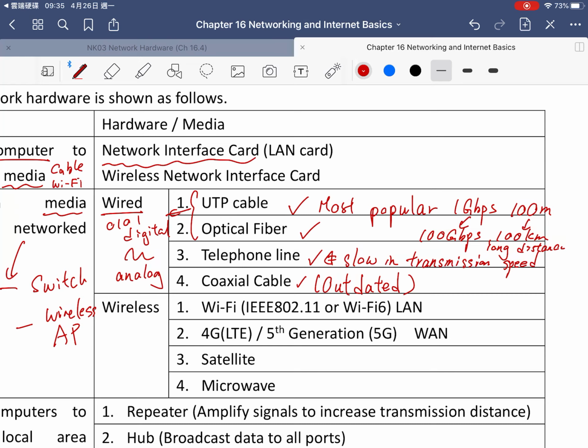And the other type of the transmission media is the wireless signal. The most popular one is the Wi-Fi. The latest is Wi-Fi 6. It is high in speed when it is compared with the mobile data network. The other type of wireless is 4G, 5G, the generation. The transmission distance is longer than Wi-Fi. Then, there is satellite, 人造衛星, and microwave, 微波通訊. These 4 are the most popular wireless transmission media nowadays.